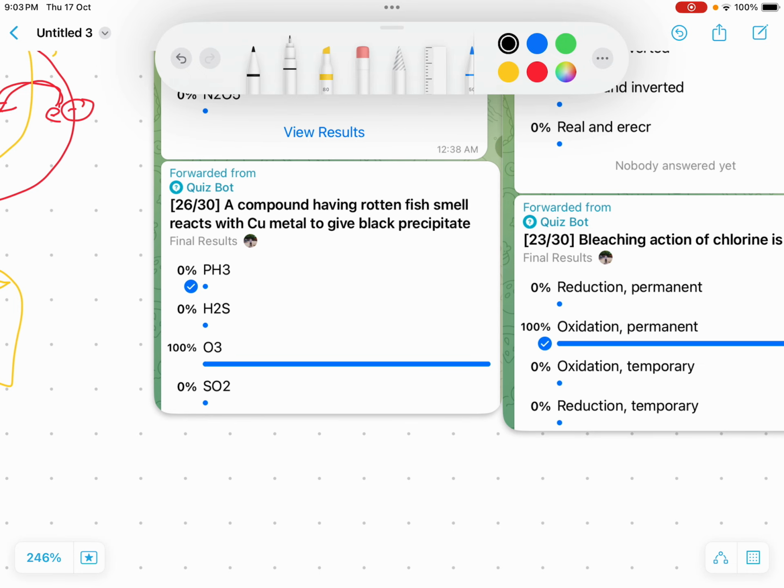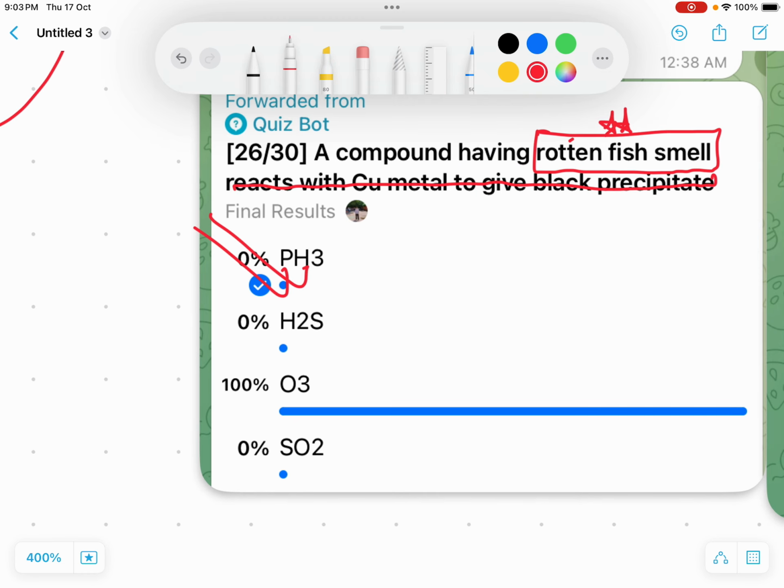Next: a compound which reacts with copper metal to give a black precipitate. Simple logic, we don't need to know anything else. We just need to know the rotten fish smell. Don't even care about this statement. The one key point over here is just the rotten fish smell. If we know which of the following compounds has a rotten fish smell, then we can easily tick the answer.